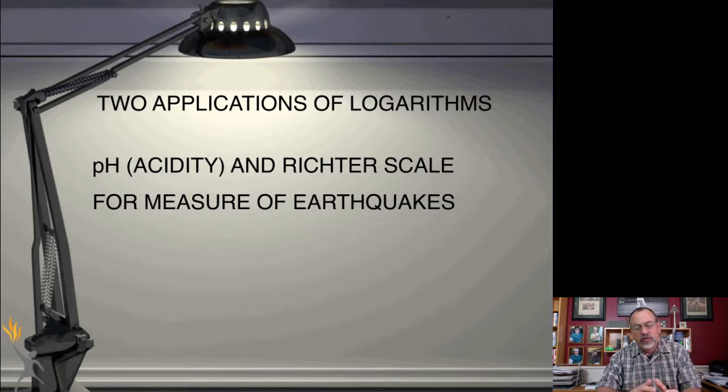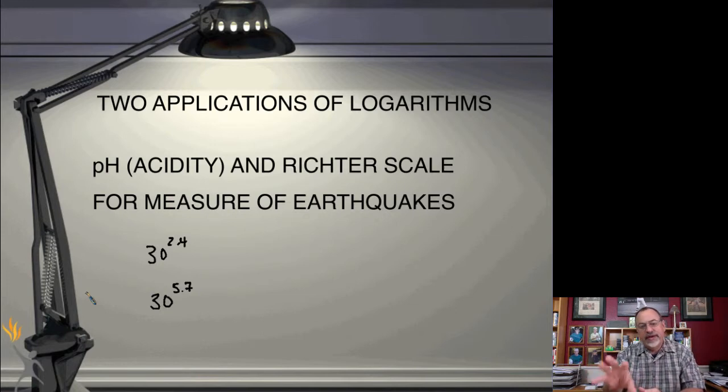And the 2.4 and the 5.7, when you're talking about the magnitude of an earthquake, are actually the exponents of a base 30 number. In other words, the 2.4 is the exponent of a base 30, so 30 to the 2.4 for a 2.4 earthquake, and a 5.7 would be 30 to the 5.7. So the 2.4 or the 5.7 they say in the news report, they're actually just talking about the exponent of the base 30 number.